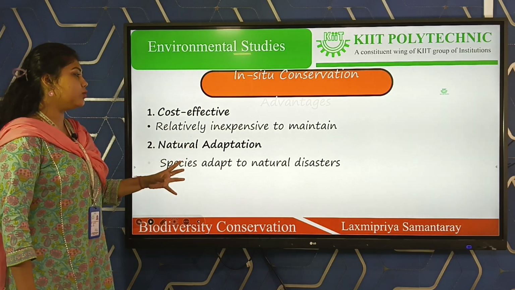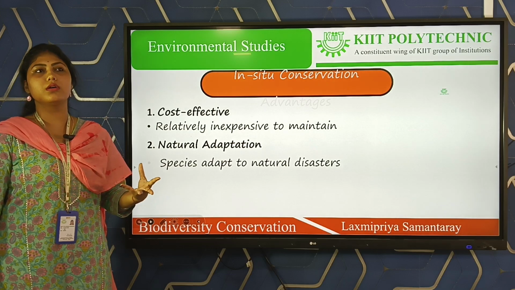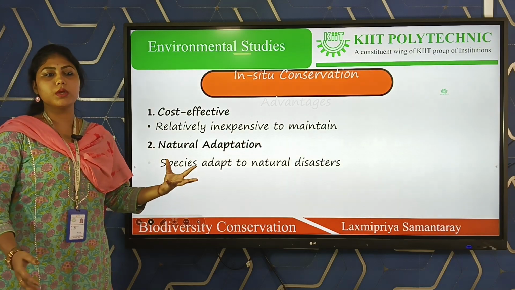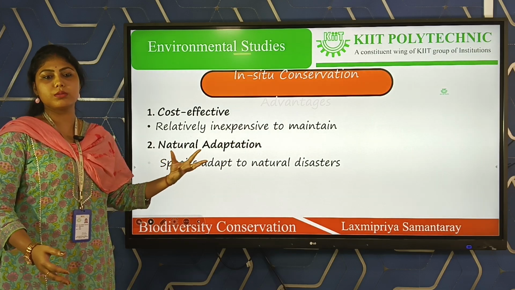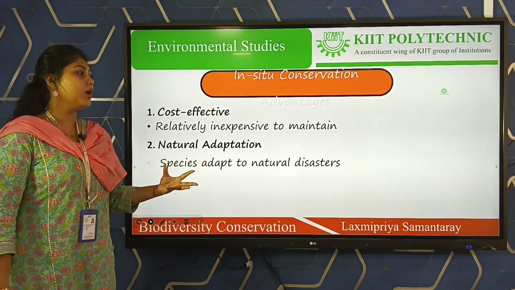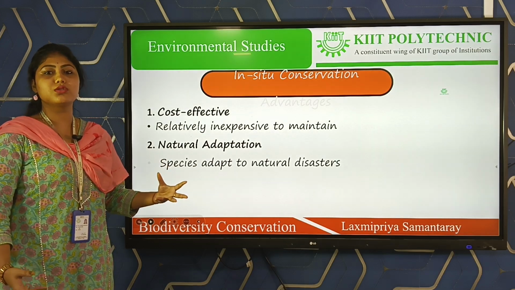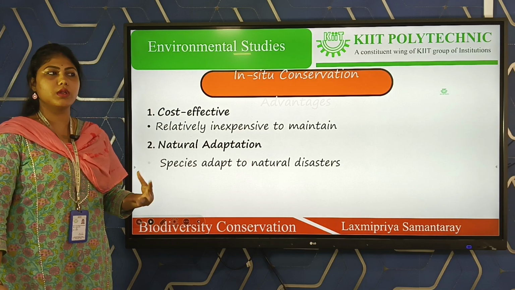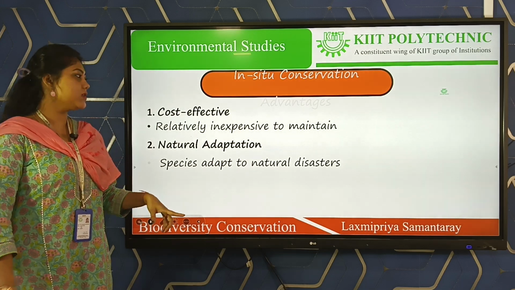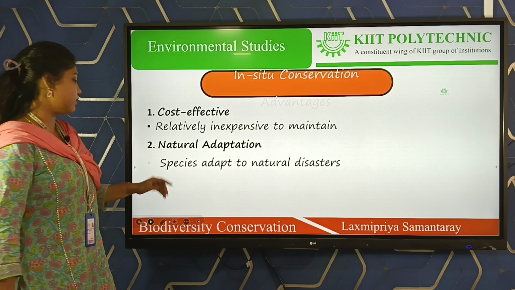Species adapt to the natural disaster. It means if there are so many species or so many animals present in one environment, they are acquainted with the natural disaster, because they are not man-made. They are in a homey space. That's why the natural adaptation is required.